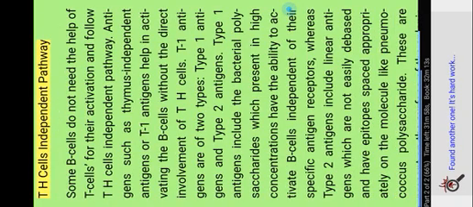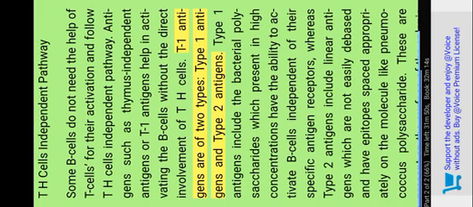TH cell independent pathway. Some B cells do not need the help of T cells for their activation and follow the TH cell independent pathway. Antigens such as thymus-independent antigens or T1 antigens help in activating the B cells without the direct involvement of TH cells. T1 antigens are of two types, type 1 antigens and type 2 antigens.